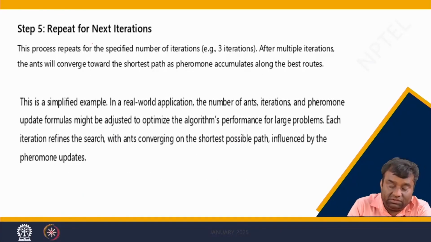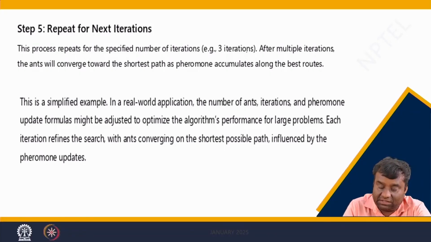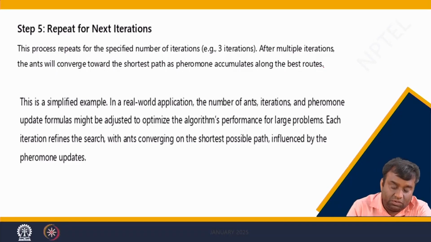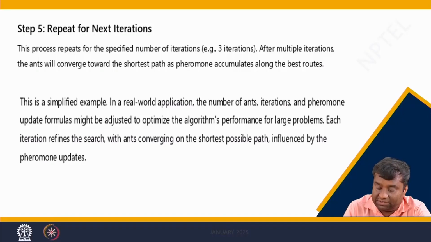Next we repeat for the next iteration. This process repeats for the specified number of iterations. After multiple iterations, the ants will converge toward the shortest path as pheromone accumulates along the best routes. So this is a simplified example. In a real world application, the number of ants, iterations and pheromone update formula might be adjusted to optimize the algorithm performance for large problems. Each iteration refines the search, with ants converging on the shortest possible path influenced by the pheromone updates.